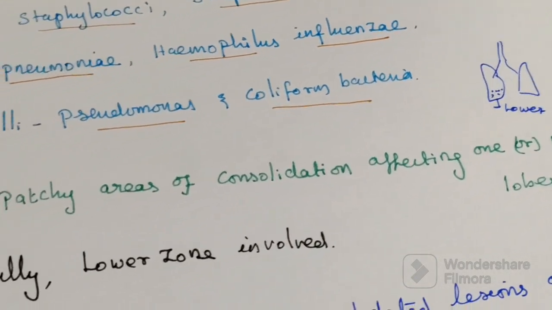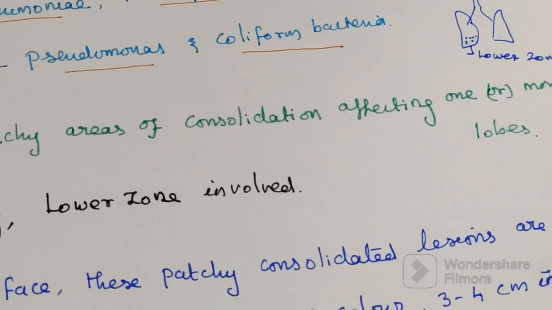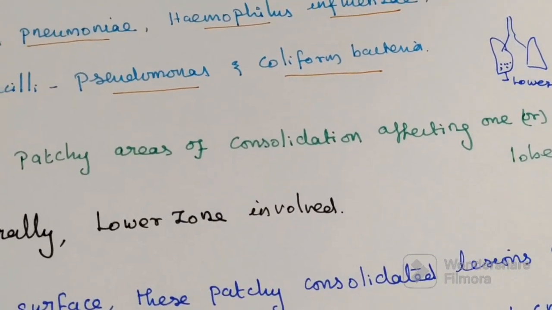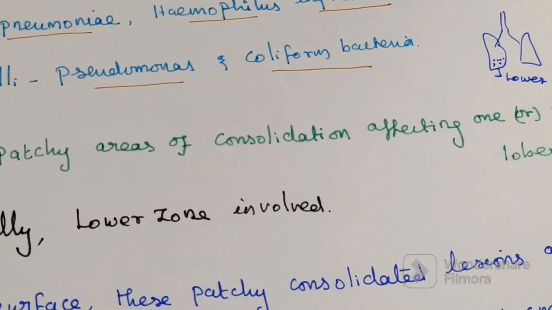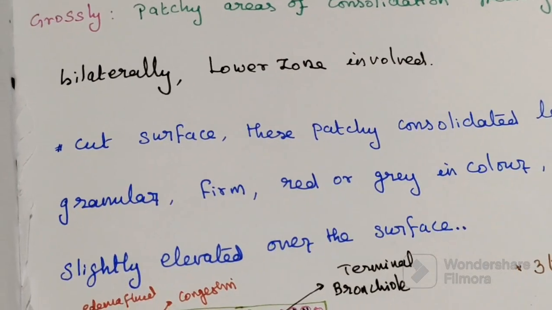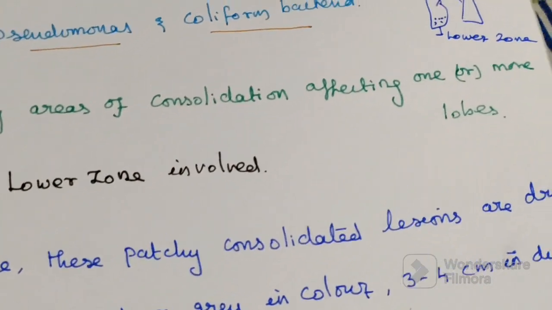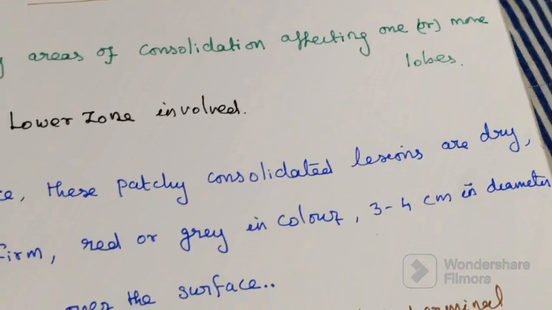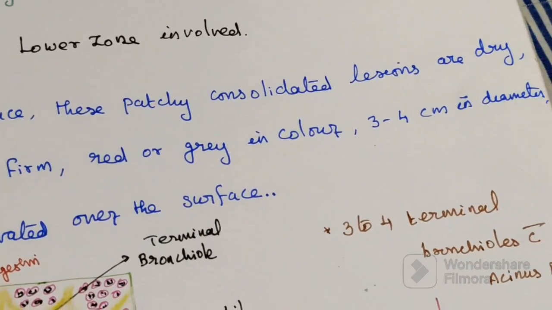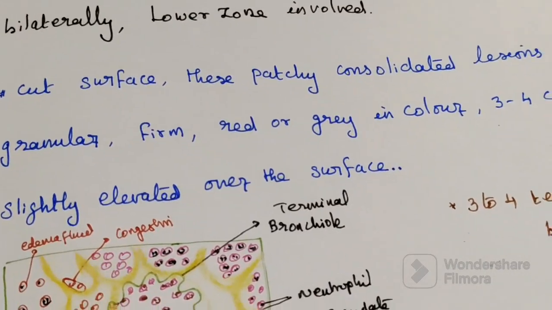Grossly, there are patchy areas of consolidation. This is bilateral, whereas lobar is unilateral. Here there is lower zone involvement. Then on the cut surface, these patchy consolidated lesions are dry, granular, red or gray in color, 3 to 4 cm in diameter, slightly elevated over the surface.